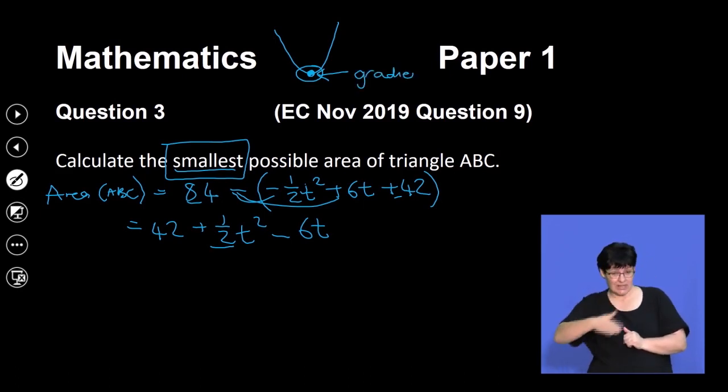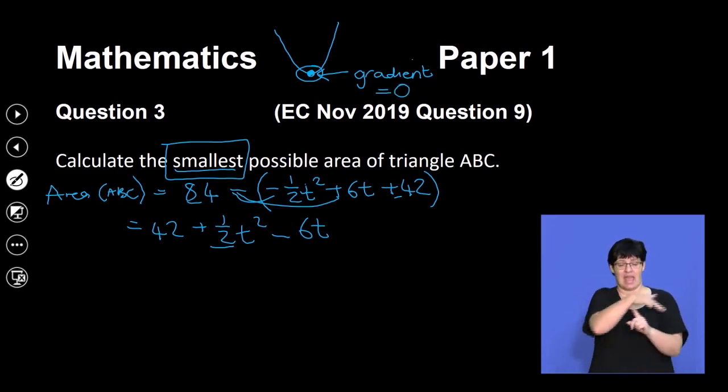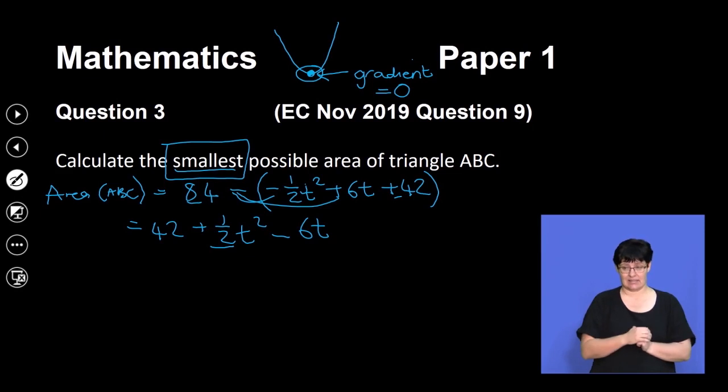And we all know that the gradient is the derivative. So what we need to do now is find the derivative of the area with respect to t, and then make that equal to 0 and solve for t.